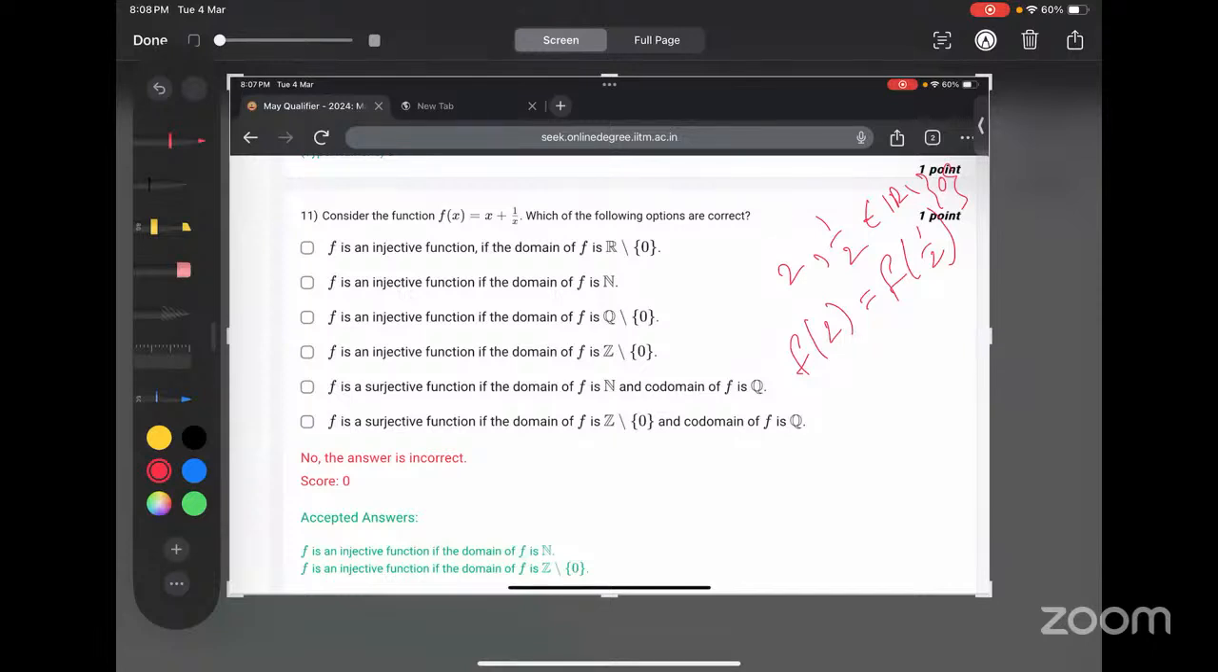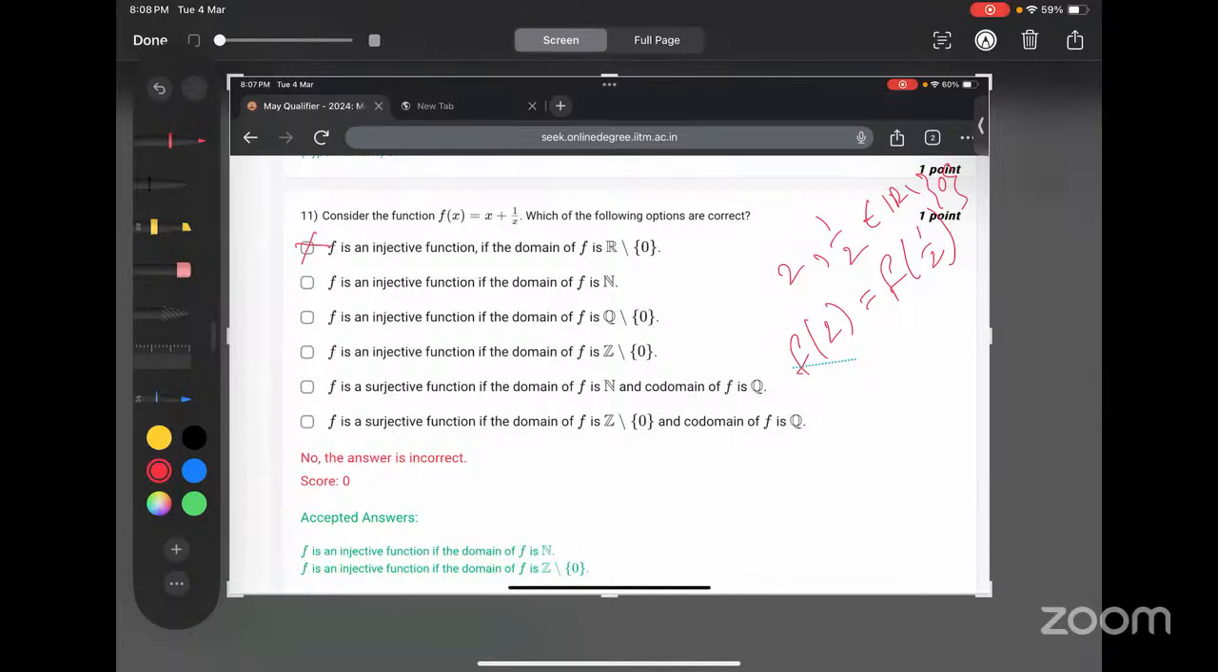We are picking 2 and half, two numbers on the x line. That means we are picking 2 points from the domain which are not equal, but their functional value is equal. So it is clearly contradicting the definition of an injective function. Correct. So the first option will be incorrect automatically, right? Okay. So what about the second option?